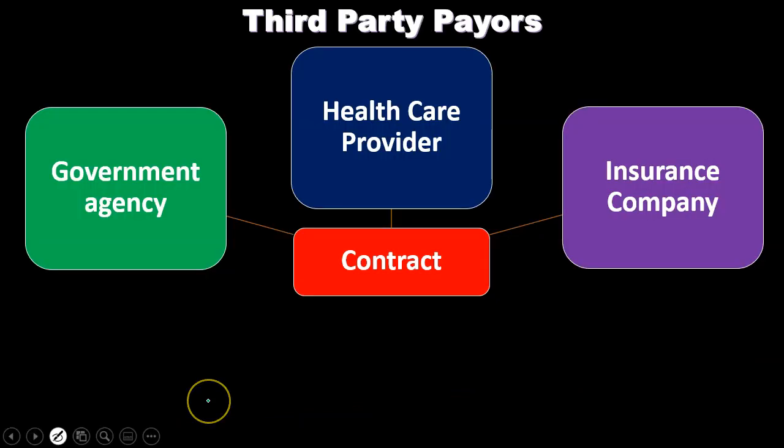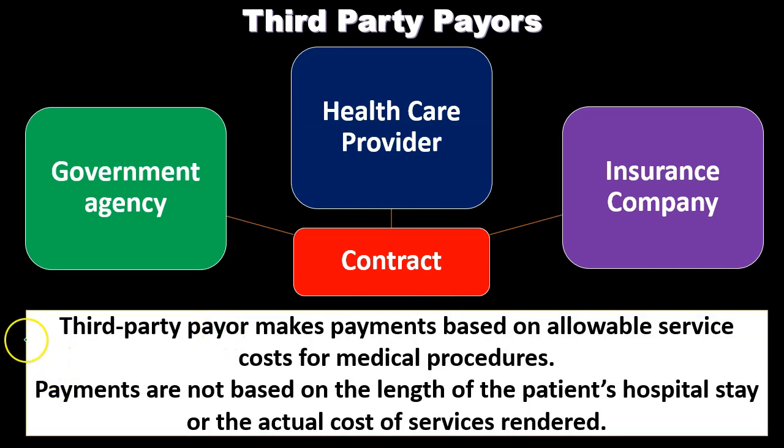Third-party payers. Now, third-party payers are usually going to be paying with regards to, or in alignment with, a contract. Third-party payers could include, and these are obviously paying us a form of revenue on behalf of a client, something like an insurance company, a healthcare provider, or a government agency. Third-party payers make payments based on allowable service costs for medical procedures. Payments are not based on the length of the patient's hospital stay or the actual costs of the services rendered.